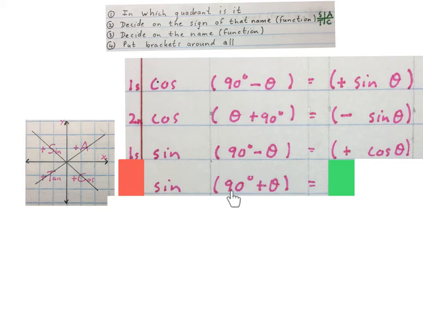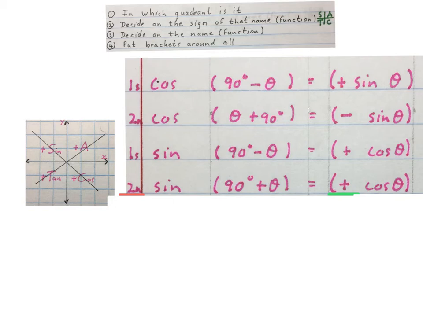Sine 90 degrees plus theta is in the second quadrant. Sine in the second quadrant is positive. I know it's a cofunction. I changed the name. Please stop the video and get your brain around this.